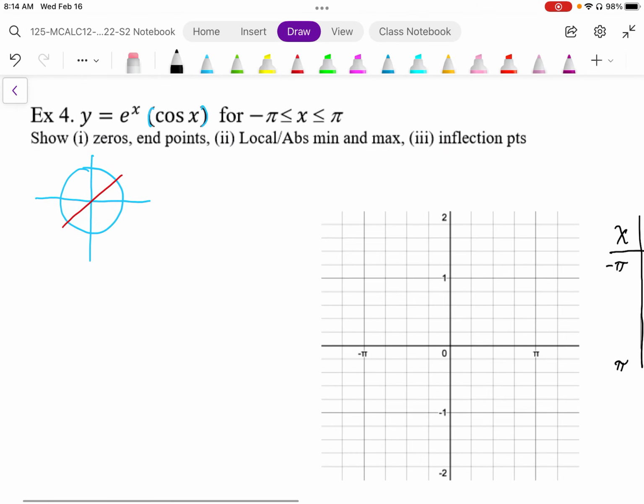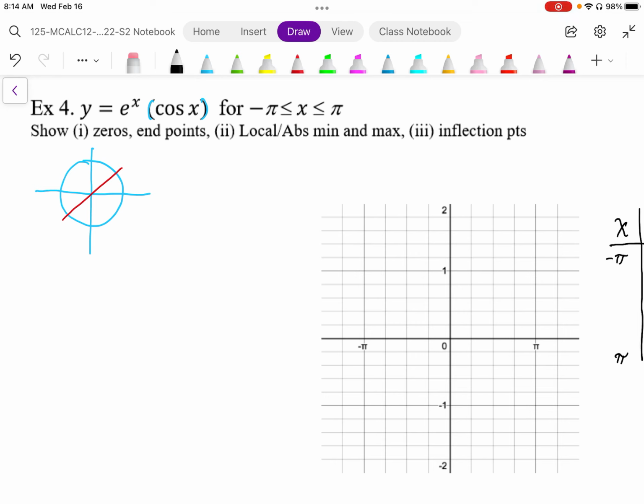So we have that. We're going to then solve for the zeros. The zeros are when cosine x equals 0, since e to the x is never equal to 0. So cosine x is equal to 0 at 90 degrees and negative 90 degrees. So we have zeros at x equals negative pi over 2 and pi over 2. So I'm just going to draw those in. I'm going to have those zeros there.